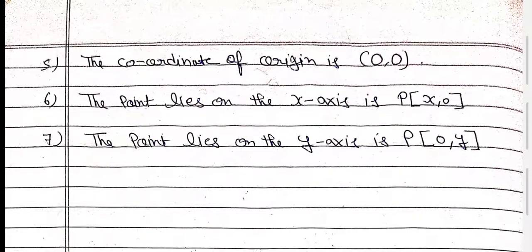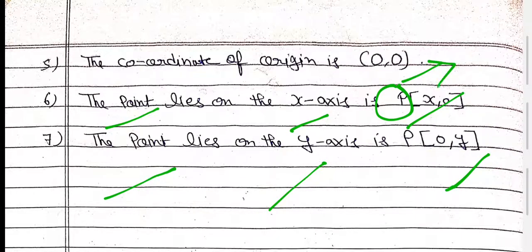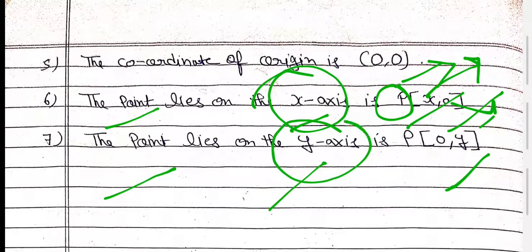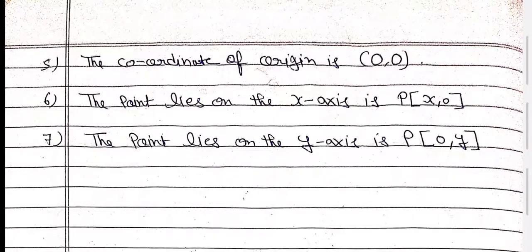So you have to always remember as a basic concept that the point that lies on the x-axis is always in the form of P(x, 0), and the point that lies on the y-axis is always of the form of P(0, y). P indicates the point and (x, 0) represents the coordinate. X means x coordinate and 0 means y coordinate. If the point lies on the x-axis, then the y coordinate is always 0, and if the point lies on the y-axis, then the x coordinate is always 0. So you have to remember this one as a basic concept.